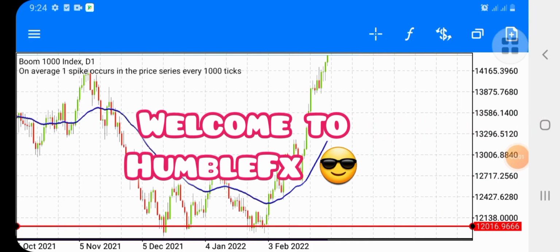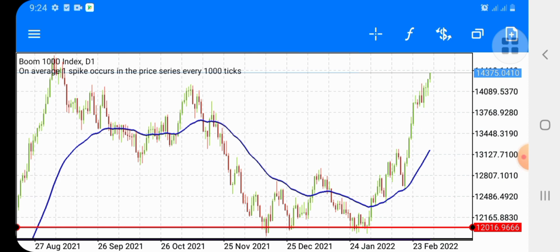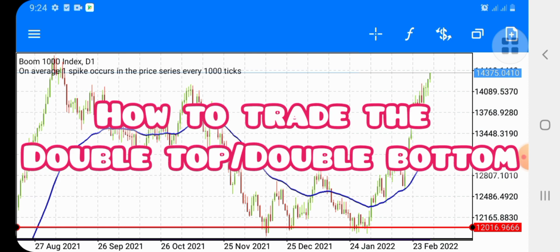Yeah, hello fam, this is HumbleFx, and today we are talking about how to trade the double top and the double bottom pattern using the ICT concept.